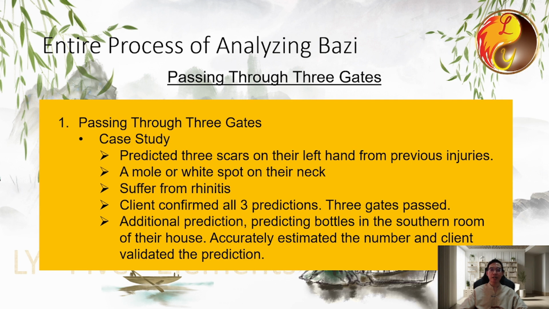Finally, I told them that there are many bottles in the southern room of their house, such as wine bottles. I even accurately estimated the number, around a dozen. The client confirmed this and even provided a photo showing the bottles, including wine, champagne, and beer bottles, validating my prediction. With these accurate predictions, the client developed a high level of trust.